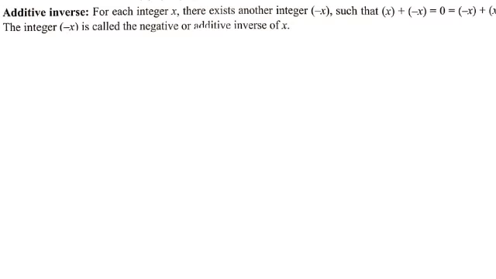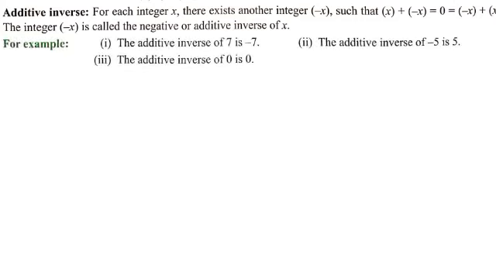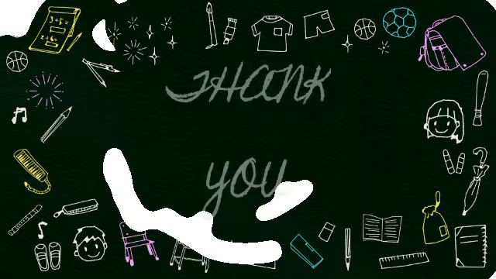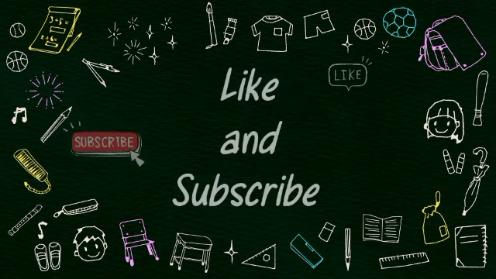Additive inverse. For each integer x, there exists another integer minus x, such that x plus minus x is equal to 0, and 0 is equal to minus x plus x. The integer minus x is called the negative or additive inverse of x. The additive inverse of 7 is minus 7. The additive inverse of 0 is 0. The additive inverse of minus 5 is 5.